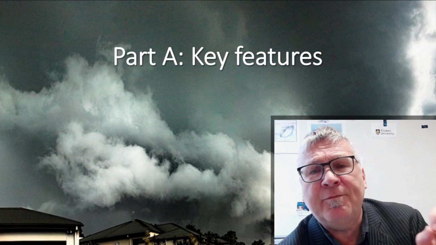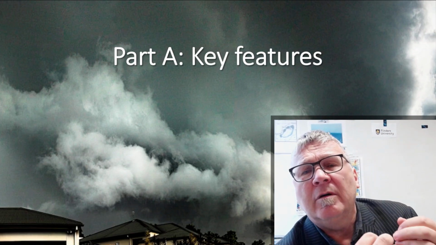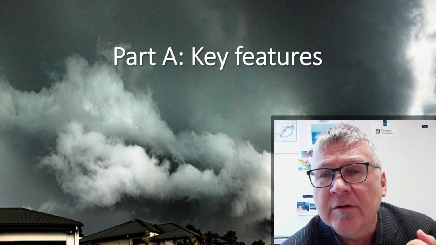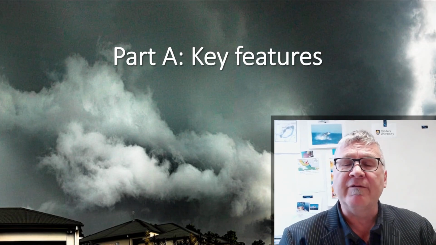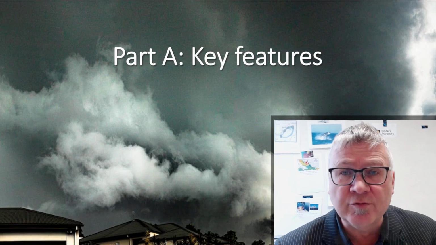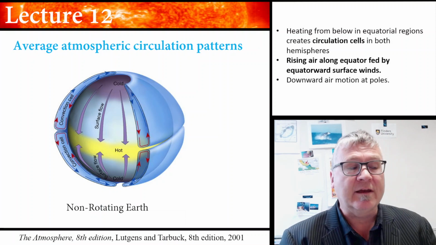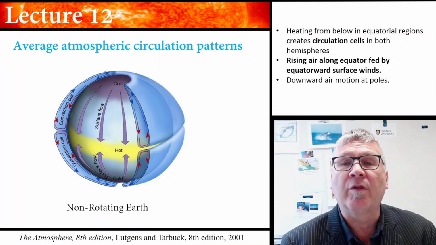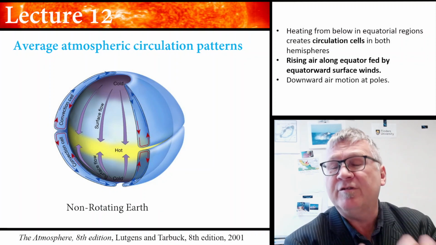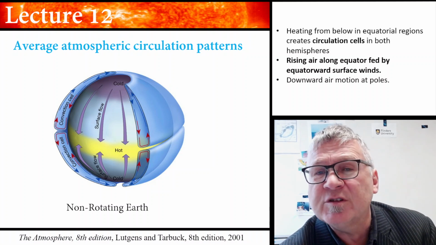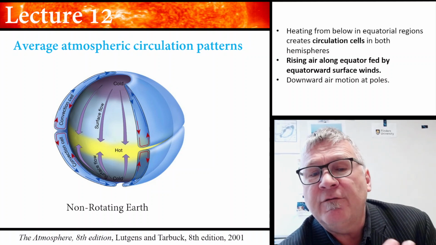And the best approach to learn about this or to understand the circulation is to imagine that you have an Earth which is not rotating, which is shown here, a non-rotating Earth. Because with the rotation you get an additional effect which is known as the Coriolis force, but we just ignore that for the moment.